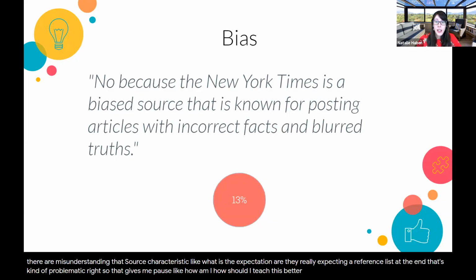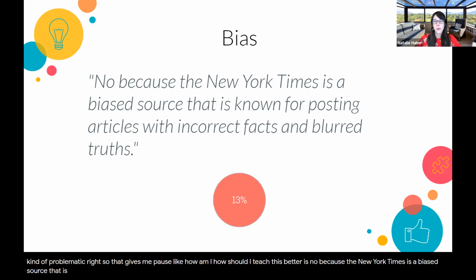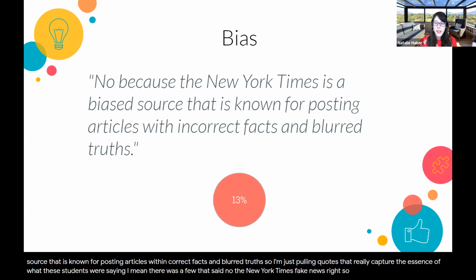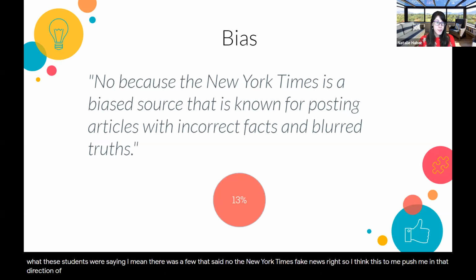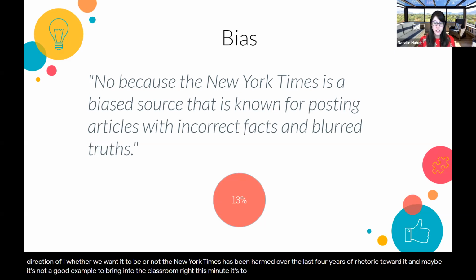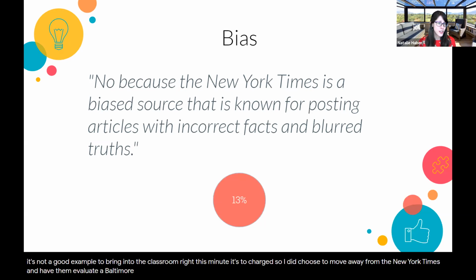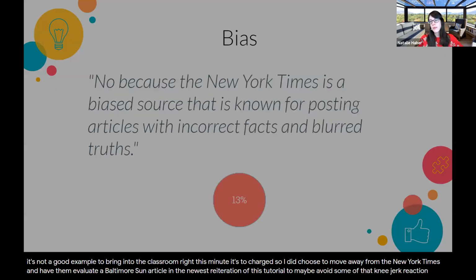13% said no because of bias. No, because the New York Times is a biased source that is known for posting articles with incorrect facts and blurred truths. I'm just pulling quotes that really capture the essence of what these students were saying. There were a few that said, no, the New York Times is fake news, right? So this pushed me in that direction of thinking that, whether we want it to be or not, the New York Times has been harmed over the last 4 years of rhetoric toward it. And maybe it's not a good example to bring into the classroom right this minute. It's too charged. So I did choose to move away from the New York Times and have them evaluate a Baltimore Sun article in the newest reiteration of this tutorial, to maybe avoid some of that knee-jerk reaction.